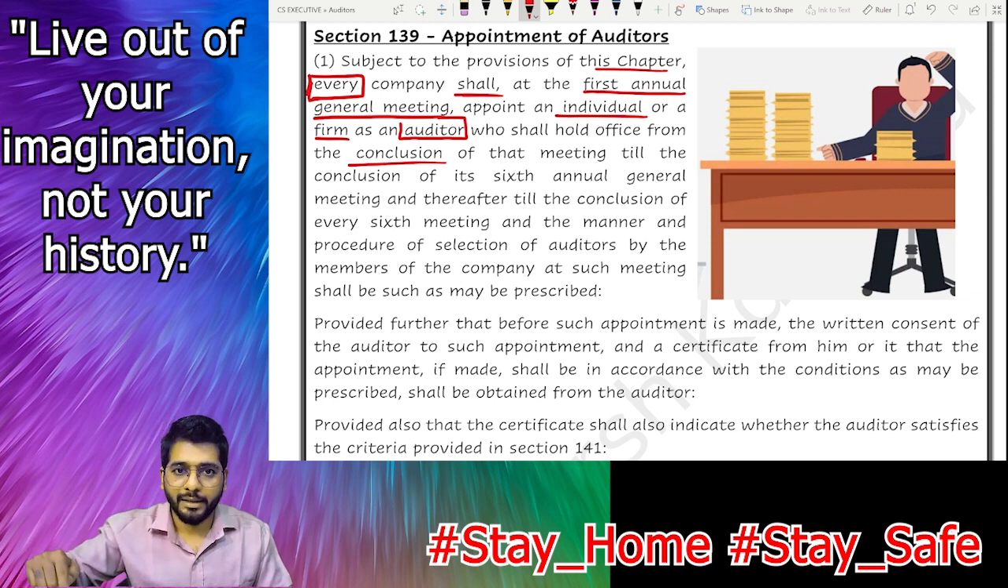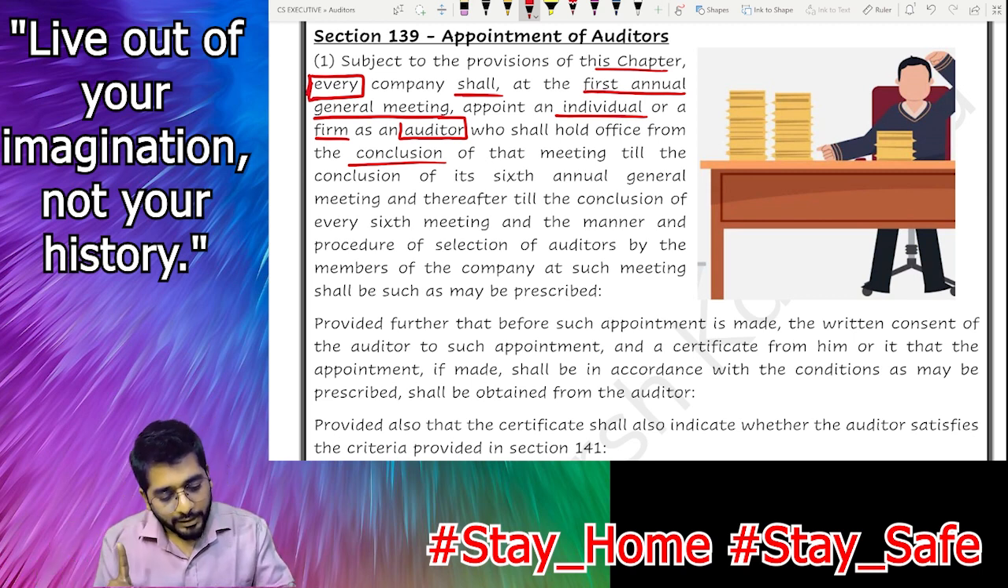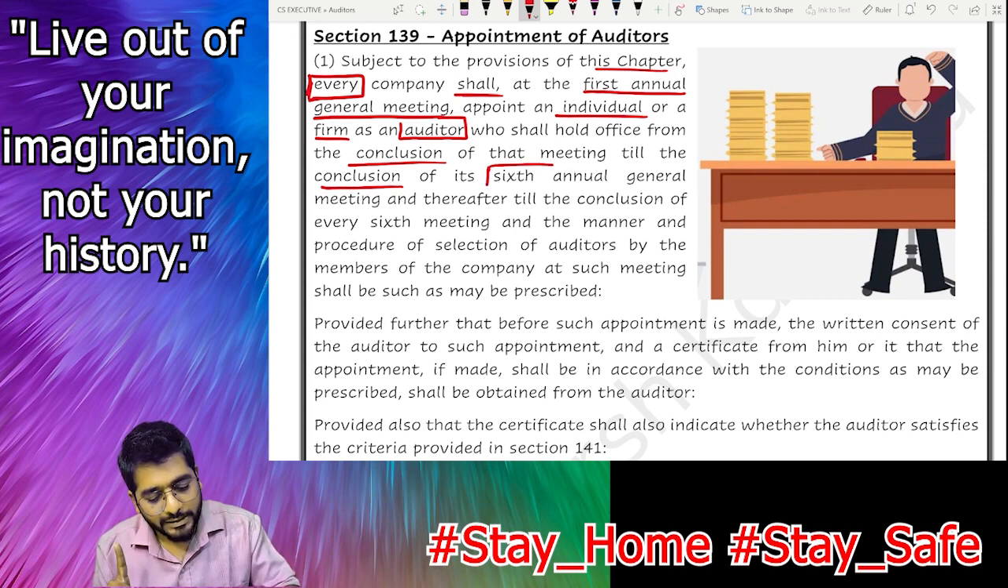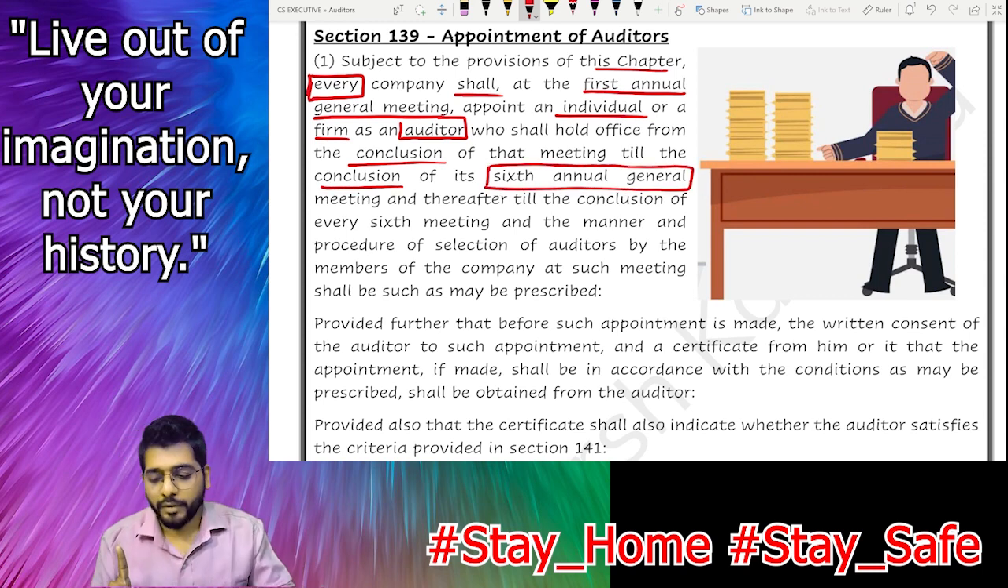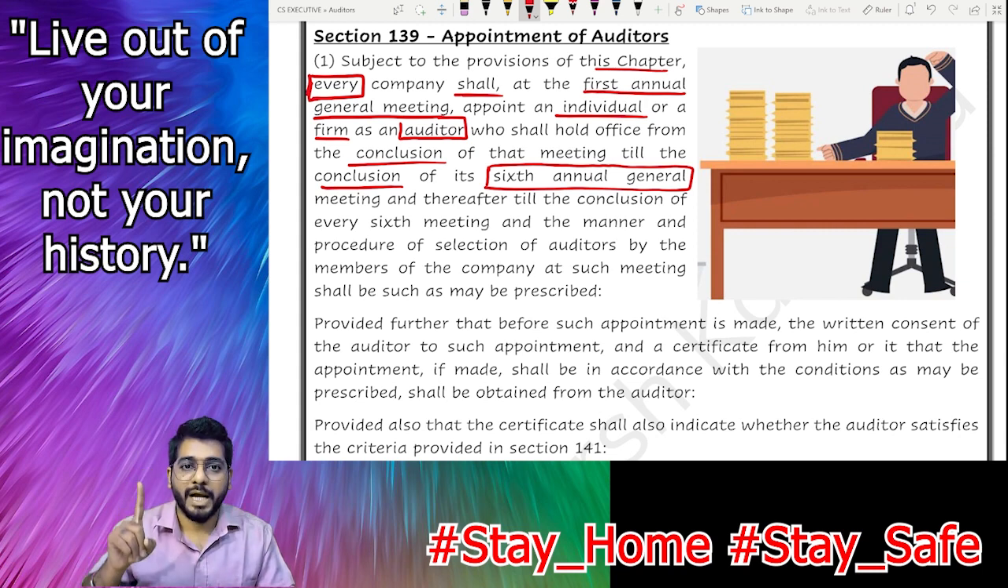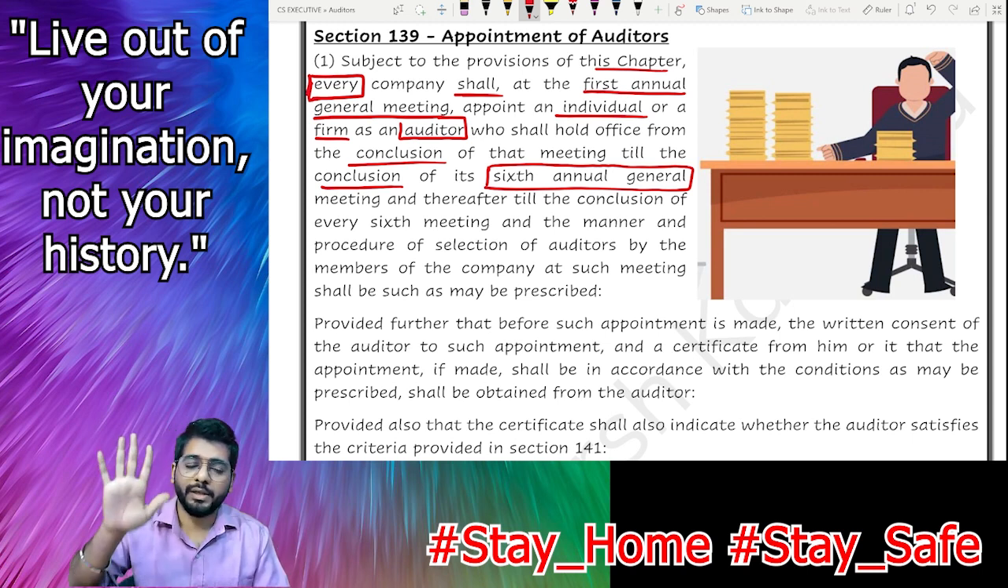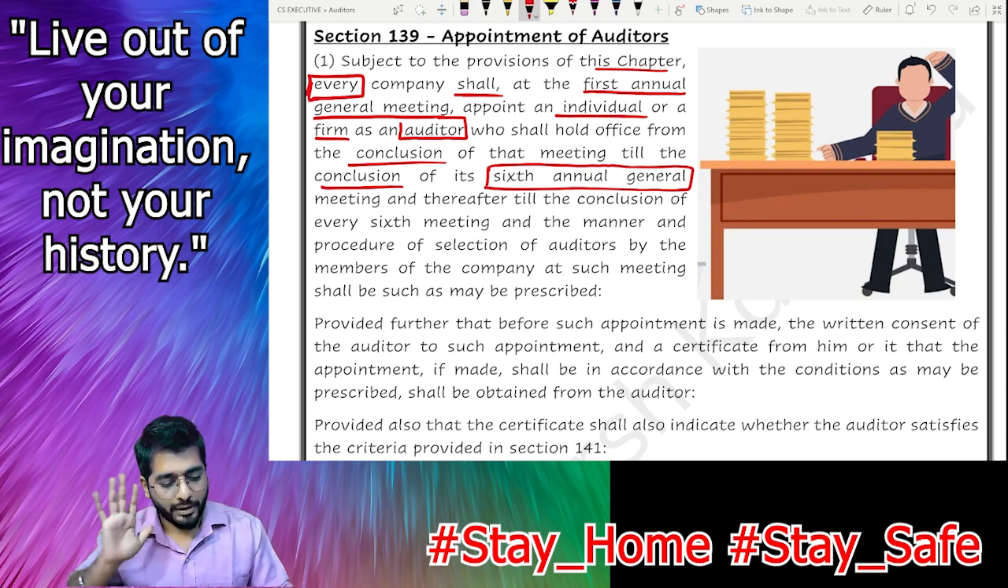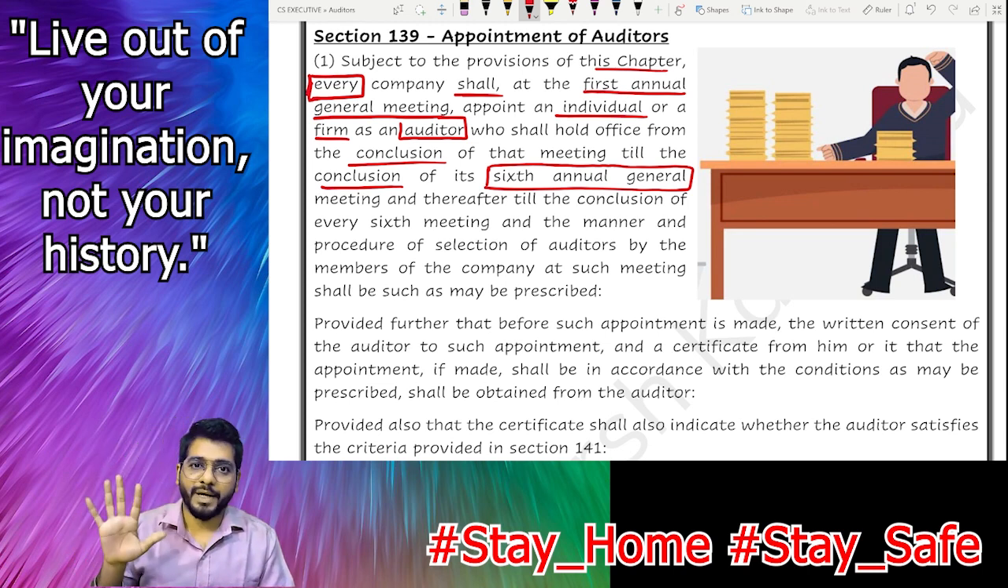So the first meeting is getting over. His term starts from the end of the first meeting till the conclusion of the sixth AGM. So first AGM, his term starts. Second AGM, his 1 year will get over. Second AGM, 1 year. Third AGM, second year. Fourth AGM, third year. Fifth AGM, fourth year. And sixth AGM, fifth year. So can I say the term will be of 5 years?